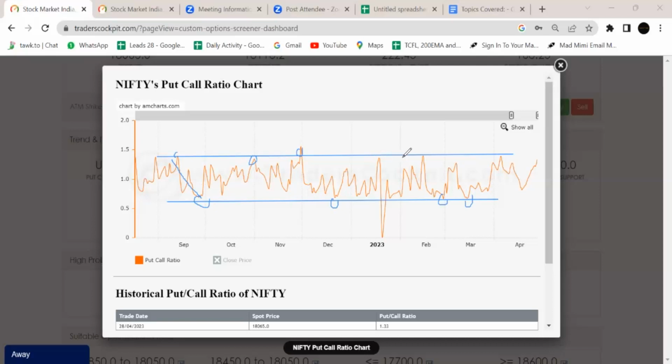So what does it mean? What does it represent? Higher PCR tells the downtrend. First you should know how much we measure the PCR. In Nifty 50, the maximum we measure is around 1.5 or 1.8. That is the highest level, 1.8 or 1.9, at which we measure the PCR.